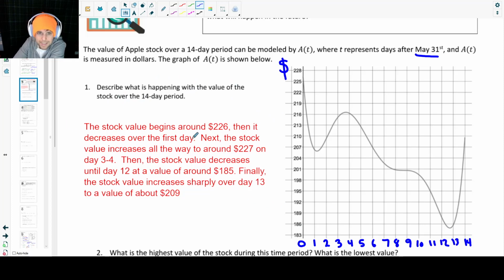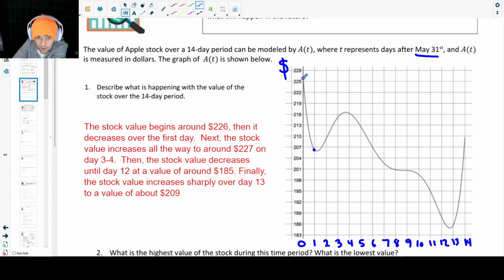All right, so I went ahead and typed this out because it's kind of a long thing here, but let's see if we can interpret what's going on. It says the stock value begins around $226. Okay, so you can see, that seems reasonable. And it decreases over the first day. So as we follow this, it's decreasing, decreasing, decreasing over that first day. And this would be the end of the first day, right?